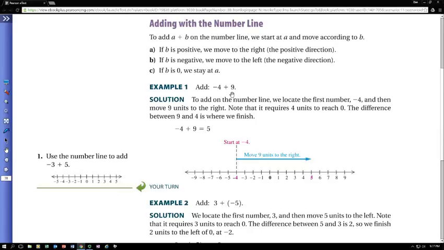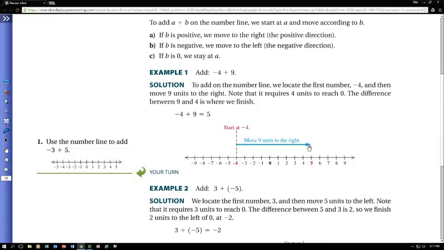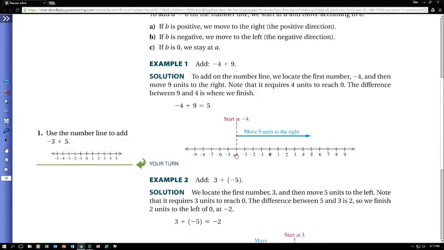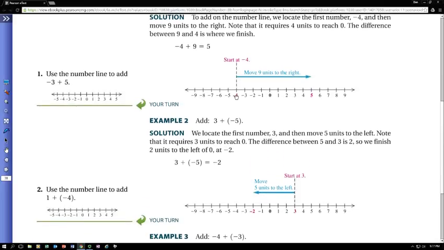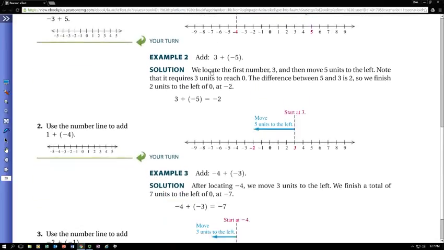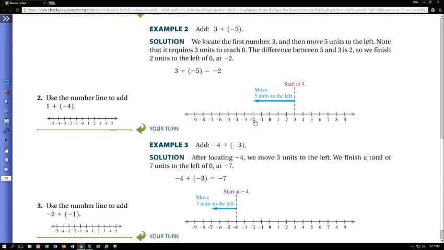And then to add this next one, I have a positive 9, which means that from a negative 4, I'd move 9 units to the right. And where you end up is the answer to that addition. In this case, it'd be 5. So if we had this example, 3 plus negative 5, I would start at 0, go 3 to the right for the positive 3 and 5 to the left for the negative 5, and you'd end up at negative 2.